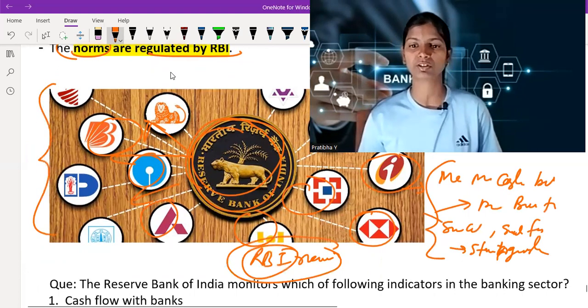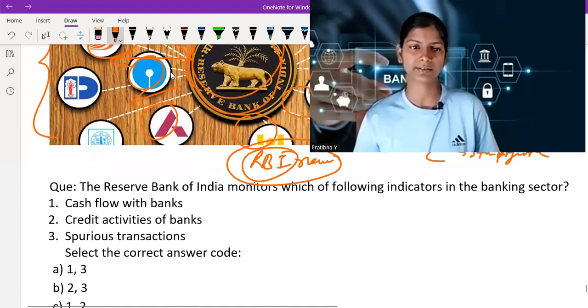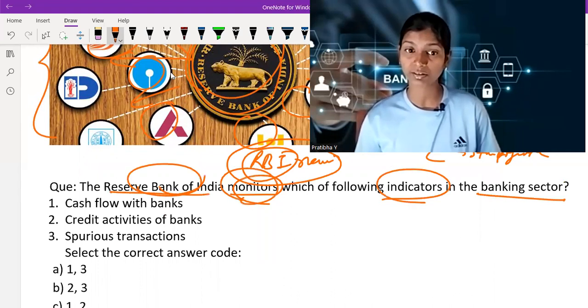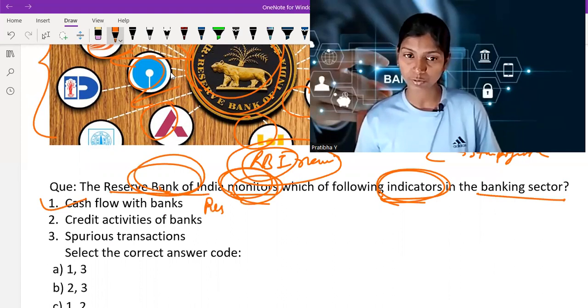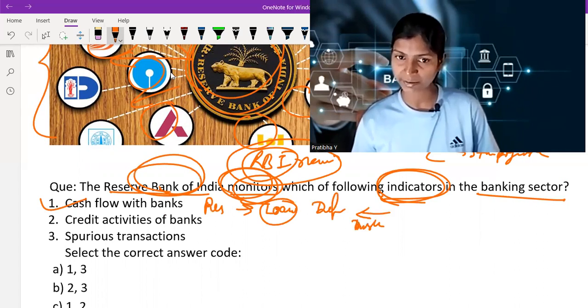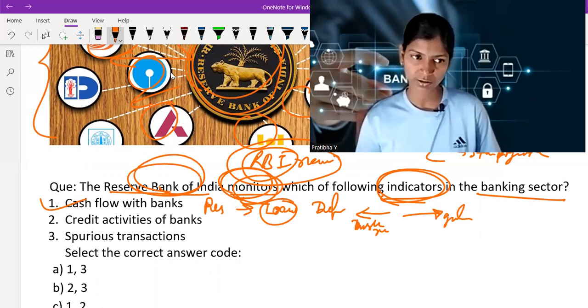Now we are going to solve one question based on the banking sector. The Reserve Bank of India monitors which of the following indicators? Cash flow within the banks, yes. How much you have to reserve and how much you have to give as a loan. That means if I deposit some money in the bank, how much money the bank must retain and how much money to give as a loan to other people. So this one is yes.